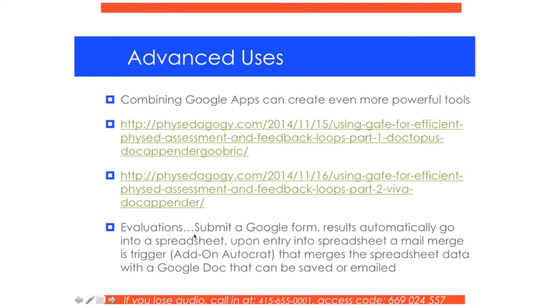I made an evaluation for my coaches. I'd submit a Google form. The results would go into a spreadsheet. As soon as it went into the spreadsheet, it did a mail merge with an add-on called Autocrat. It merged the data into a Google Doc that could then be saved as a PDF, emailed, or whatnot.